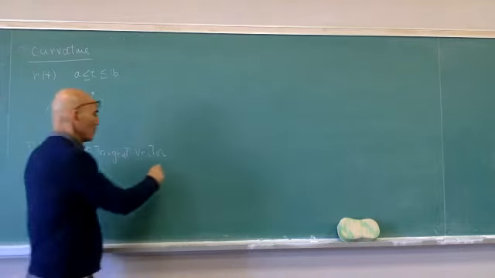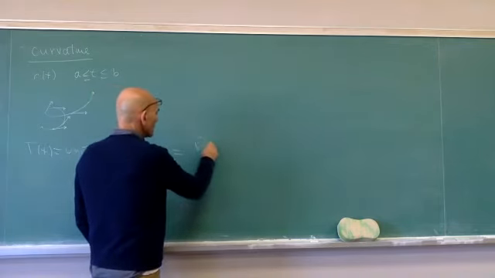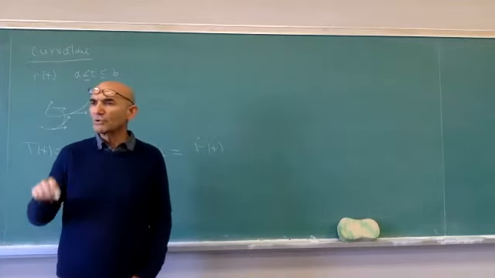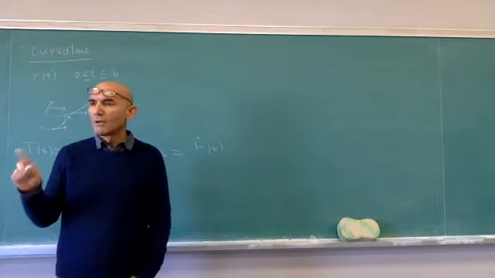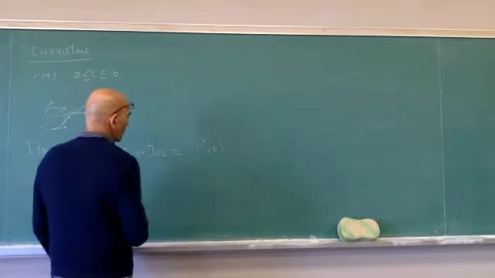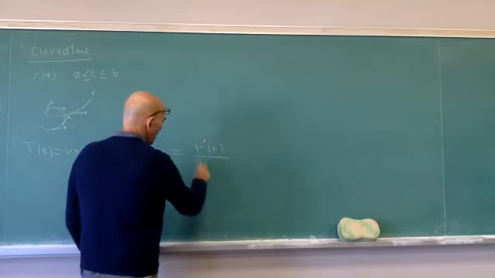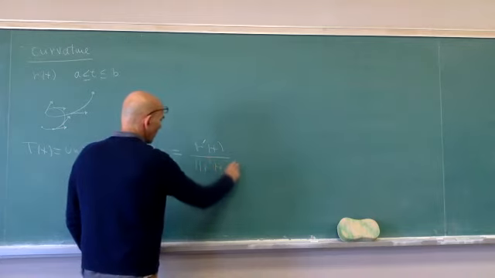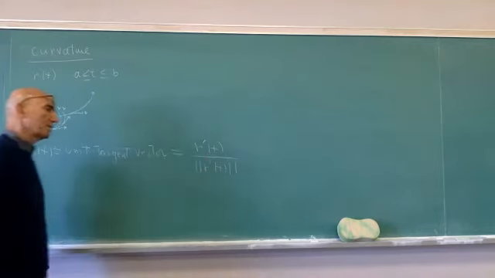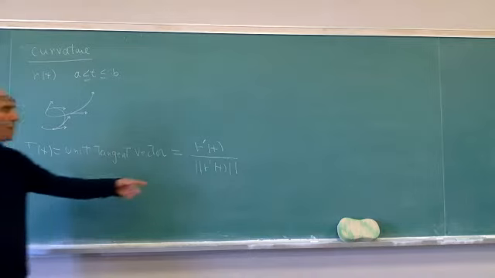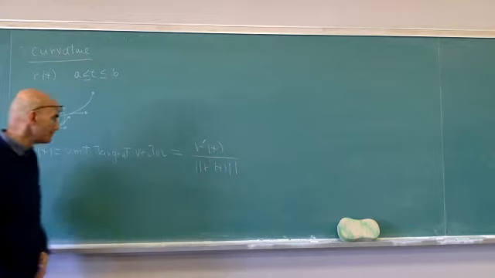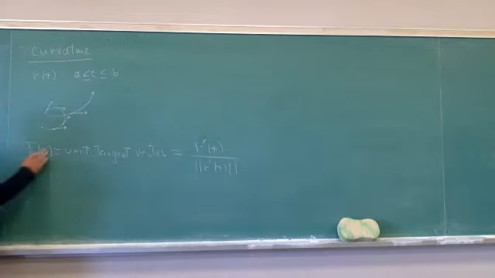So this is equal to r prime of t divided by its length. Did I use notation r dot before in this course, or did I use r prime? Yeah, I used prime, so maybe I should not have used r dot. So this is velocity vector divided by length of the velocity vector. Basically this is velocity divided by speed. Okay, this is T of t.